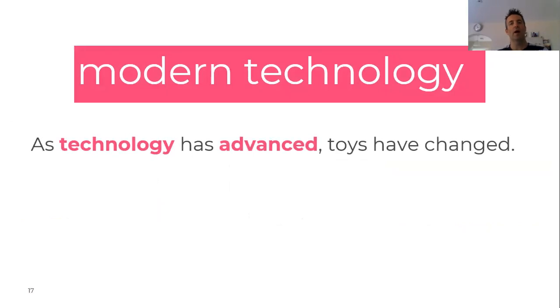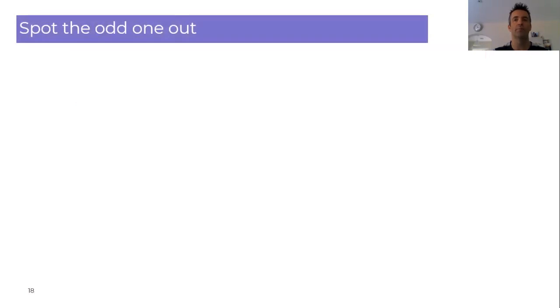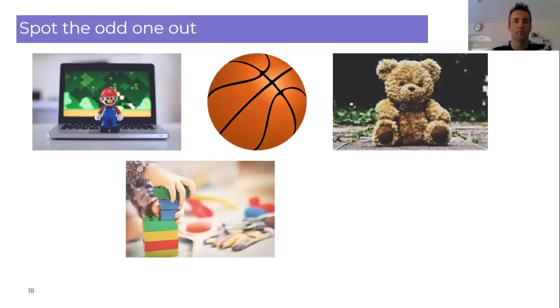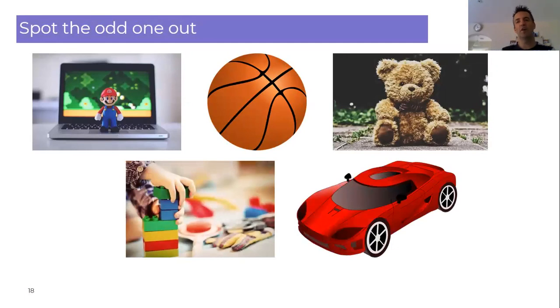And also, as technology has evolved and advanced, toys have also changed. So the types of toys that we see have also changed. So thinking of electronic toys and non-electronic toys, I want you just to see if you can spot the odd one out in these pictures. Okay, so there's 5 toys there. Which one do you think is the odd one out? Have a think.